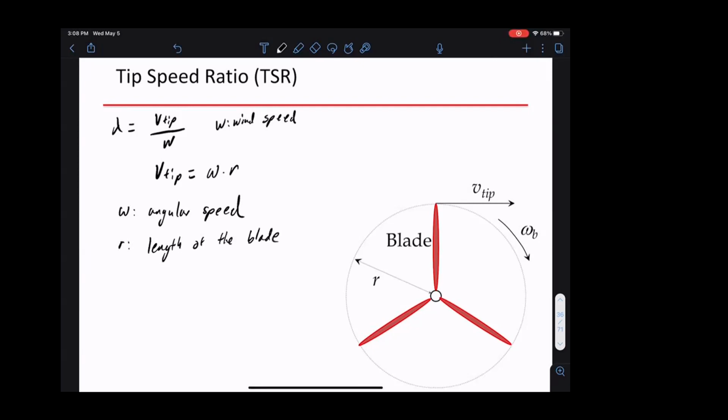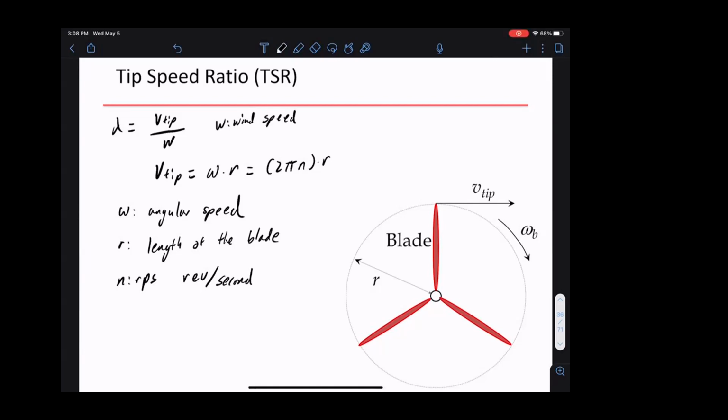So angular speed for sure I can measure. I have a rotor on my wind turbine, so I know the angular speed. I know the length of the blade, so this is something I can easily compute. And this is more often written as 2 pi n times r, where n is, sorry, not RPM, RPS. You can think of it as revolutions per second. So I can measure the revolutions per second.